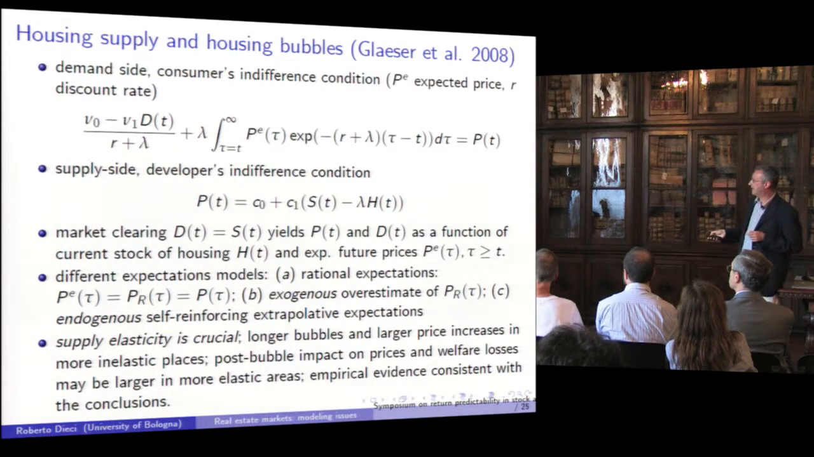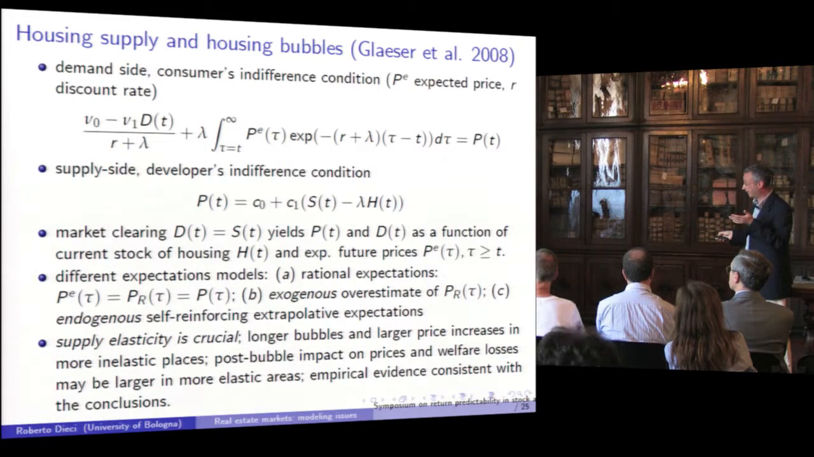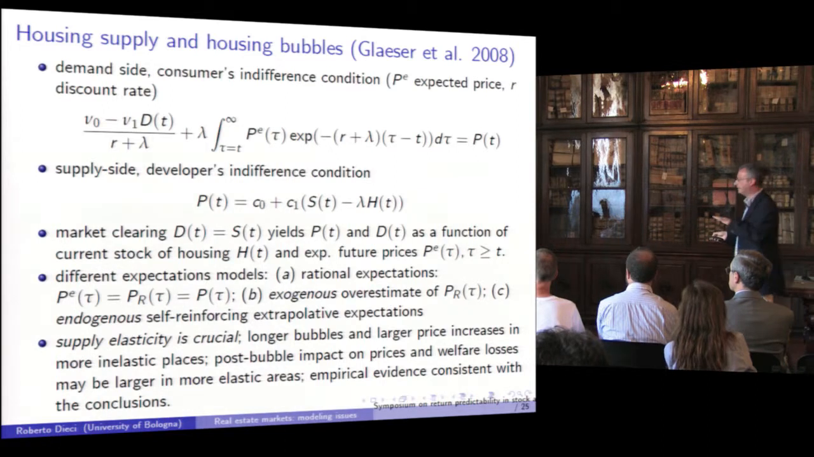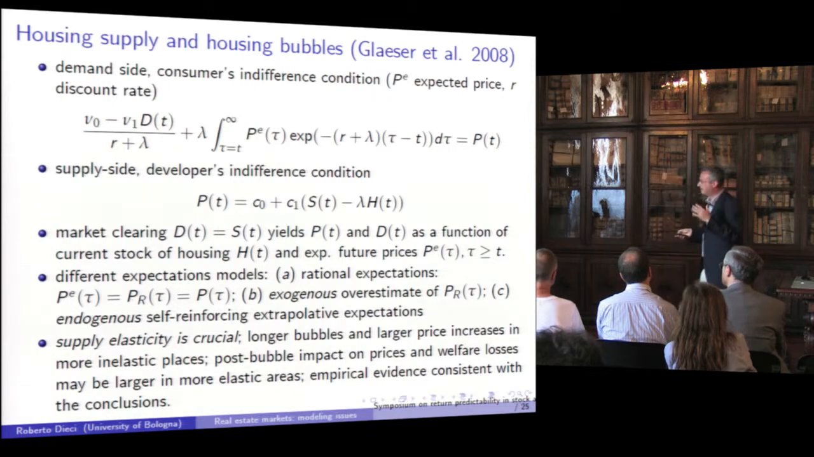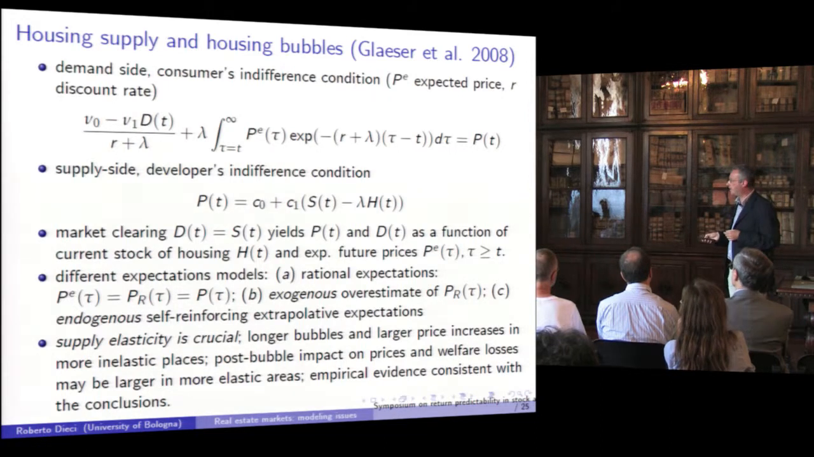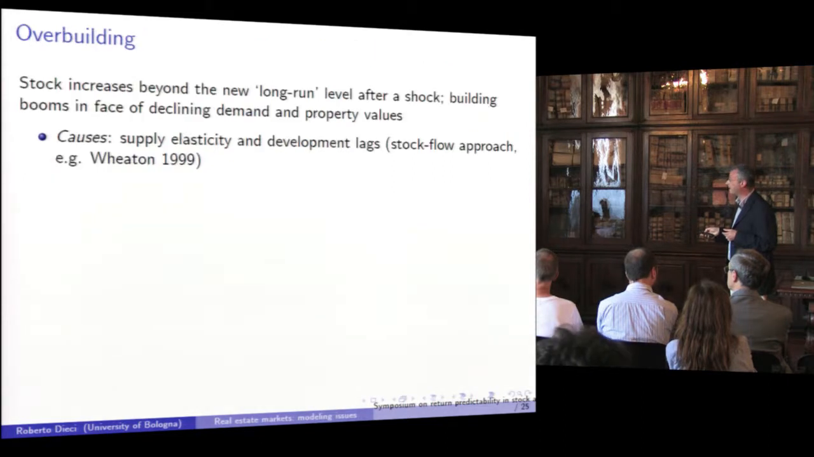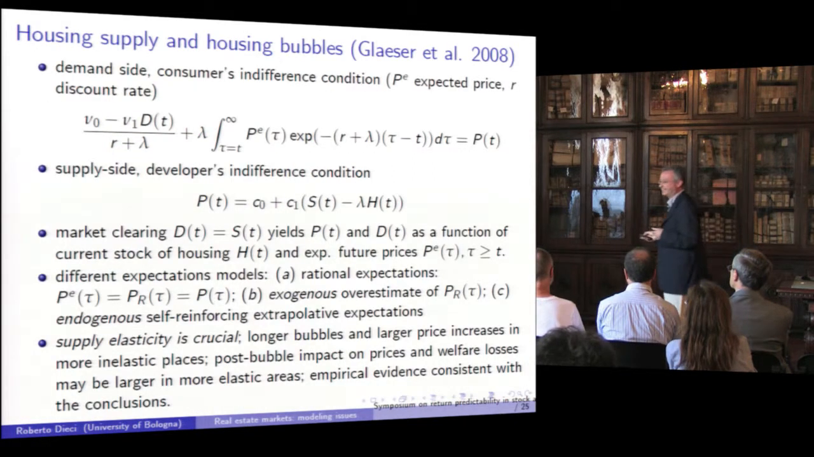Then, Glaeser, Gyourko, and others consider different expectations models: the rational expectations model, an exogenous overestimate of the rational expectations model, and an endogenous self-reinforcing extrapolative expectation. And they find that supply elasticity is crucial in that we have longer bubbles and larger price increases in more inelastic places, but the post-bubble impact on prices and the welfare losses may be larger in more elastic areas. So there is a trade-off, okay, between the size of the bubble and the post-bubble effects of the crash. They also find empirical evidence which is consistent with the conclusion in the same paper. This is about the United States.